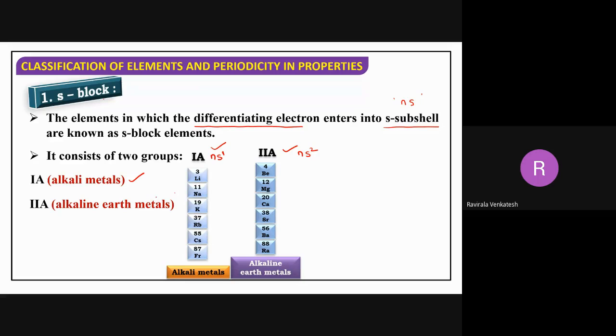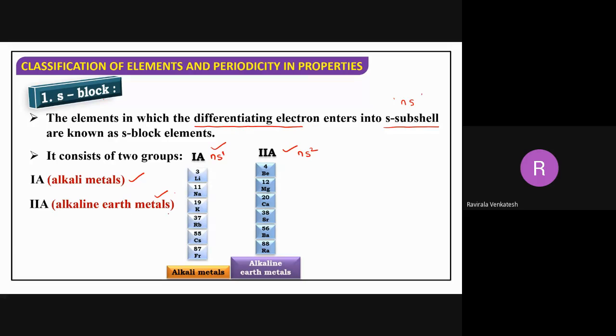The first A group elements are generally called alkali metals. Second A group elements are called alkaline earth metals. Now why are they called alkali metals? Because when these metals are dissolved in water, they produce alkalis. Alkali means what? Basic solution. Therefore, they are called alkali metals, because all are metals only. All first A and second A are metals only, meaning they lose electrons. They don't gain electrons, they do lose electrons. Therefore, they are called metals.